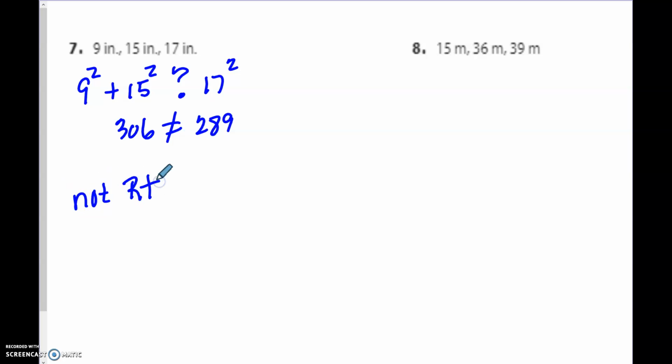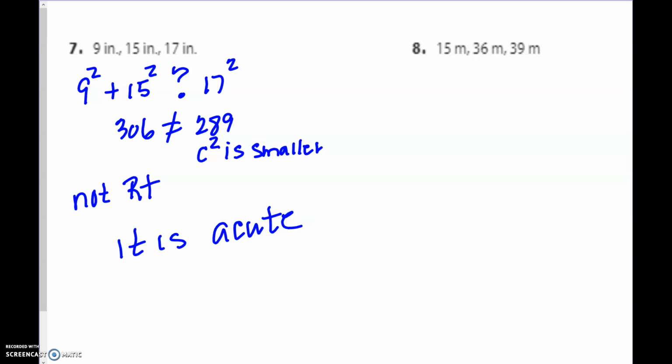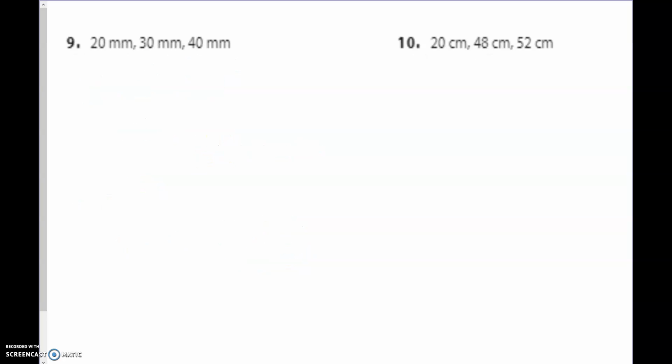So remember, we're extending this lesson, and now, is this acute or obtuse? Well, c squared is smaller. So if c squared is smaller, it is acute. So this triangle would be acute because c squared is smaller.